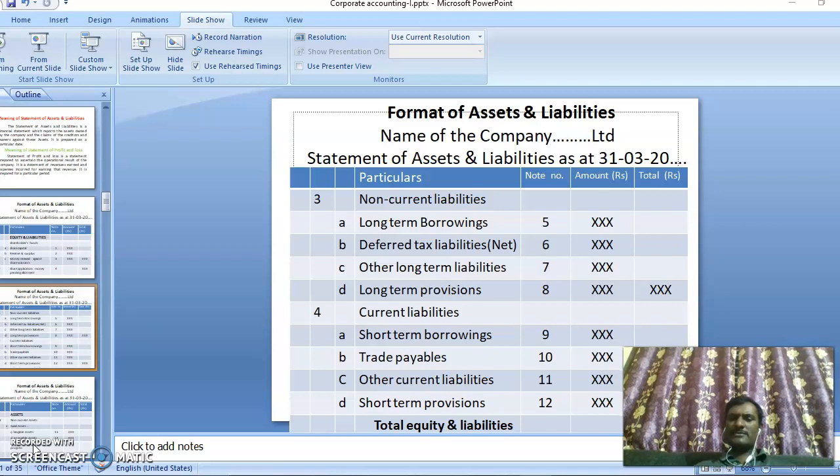This item covers the borrowings which are to be settled within a period of 12 months. And the next is trade payables. It's nothing but the creditors and the bills payable. And another component here is the other current liabilities and short-term provisions, and the total of all these are to be taken as a total equity and liabilities, which should be tallied with the total assets which are to be taken in the next thing.